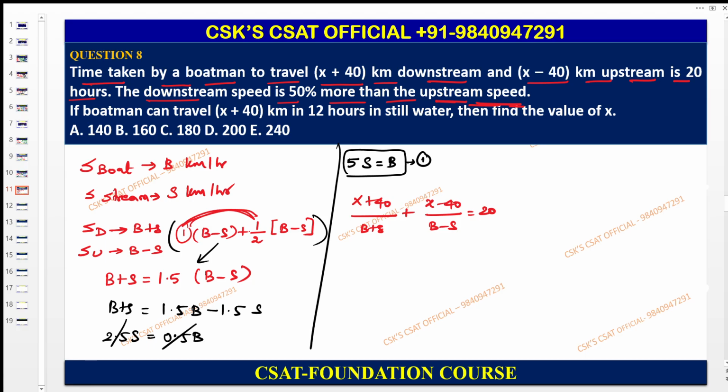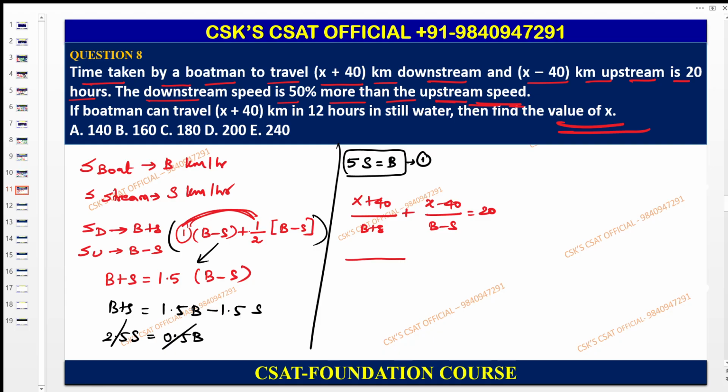Now what you need to do here, after knowing this one, is simplify this one. So b plus s is equal to 1.5 times b minus s. Then rearrange this one. Bringing it towards this side, it becomes 2.5 s, then here 0.5 b. Now cross cancel that. That's it. 5 times 0.5. Therefore 5 s is equal to b. So please understand, this is an important note. You can keep this as equation number 1.